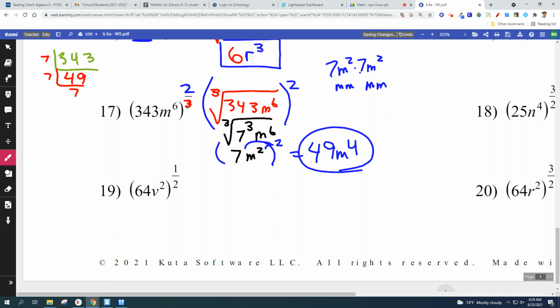Now think about your shortcut. Those of you that knew at the beginning of the problem that 2/3 of 6 was going to be 4, we already kind of knew it was going to be m4, right? But that's kind of how and why.